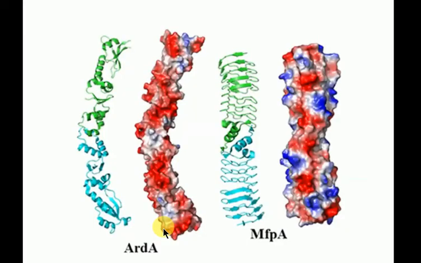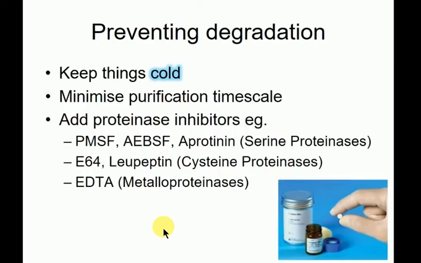Oh, sorry. And as I mentioned, they usually come in a small tablet as a cocktail of different inhibitors. You could make the argument that if you need a protease inhibitor tablet to keep your sample active, then your sample's not sufficiently stable anyway. You can sometimes argue that.